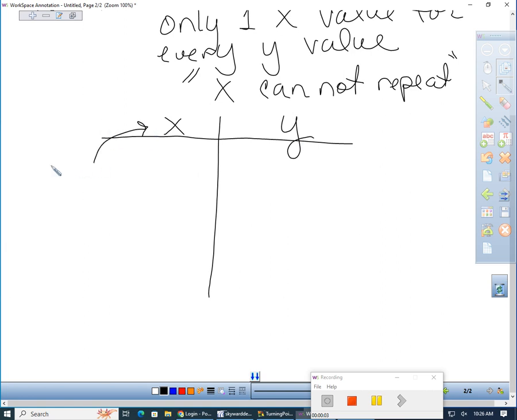So I can say independent variable. The independent variable is always your x. Input, the input is always your x value. And there's one more word that means x, which is domain. Any of these four things refer to the x value.